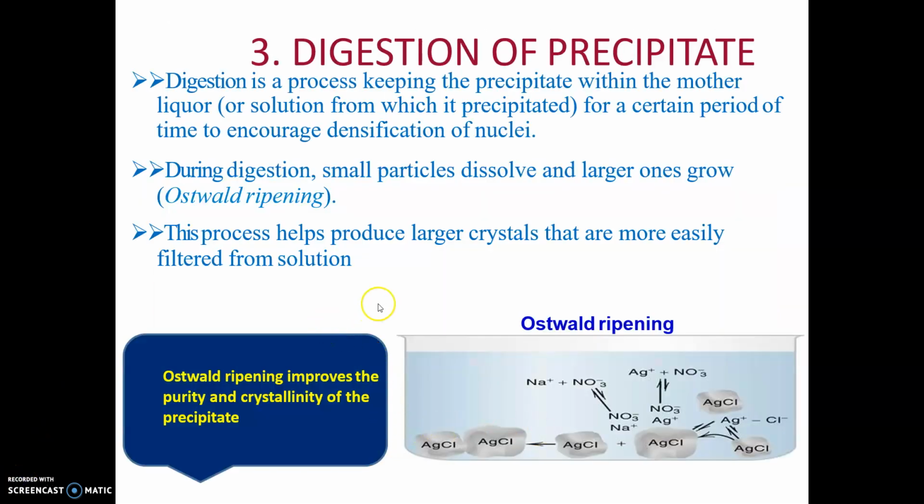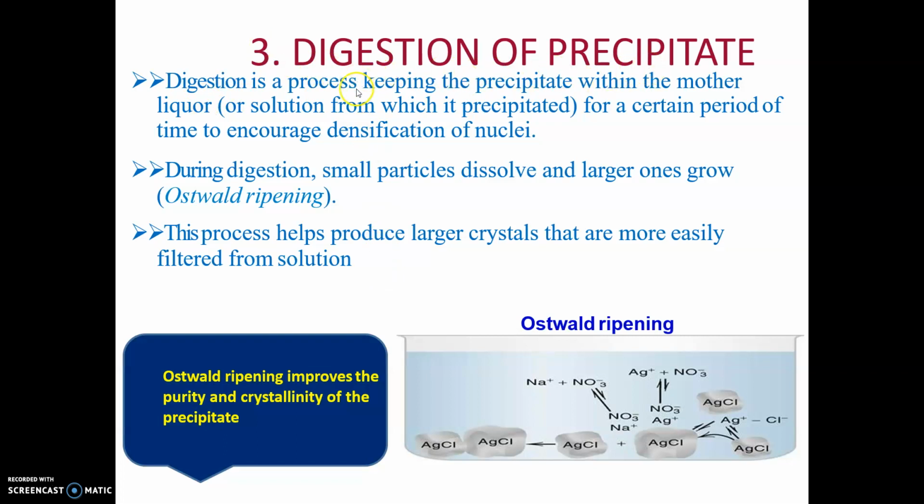Okay, so we already know how a precipitate is formed, and then we have contamination during precipitation. As you can remember, the first step in gravimetric analysis, you do the preliminary treatment, and then you do the precipitation, the second part. And then during the precipitation, you may get the co-precipitation process. So, to avoid co-precipitation, you need to do step 3, which is digestion of the precipitate.